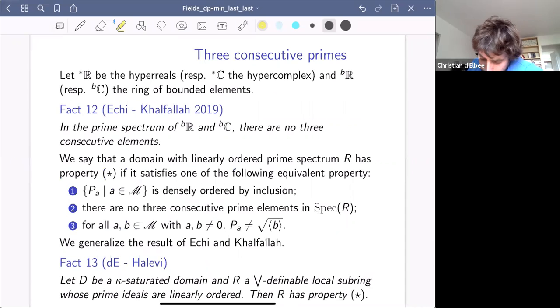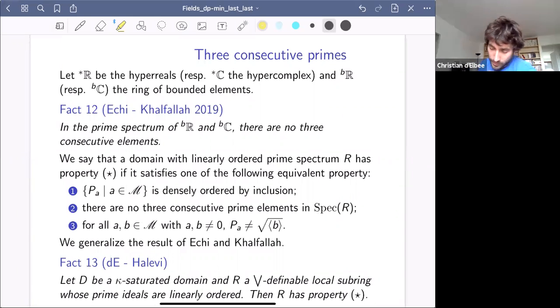And they proved that in the bounded hyperreal and bounded hypercomplex, so the hypercomplex is basically the complex with the real norm map, and then you take a neutral power, in these two rings there are no three consecutive elements. And so they used a lot of tools that I didn't really well understand, but it seems to us that it could be something else that was behind this, and it was the case.